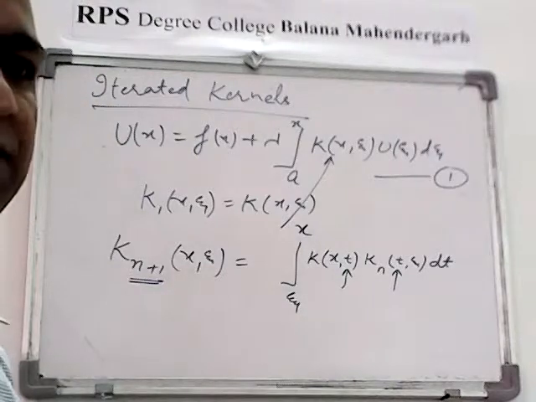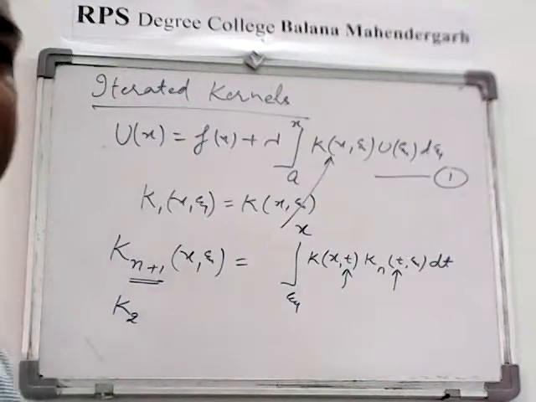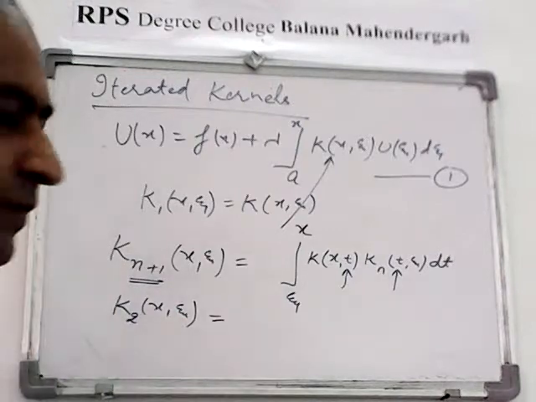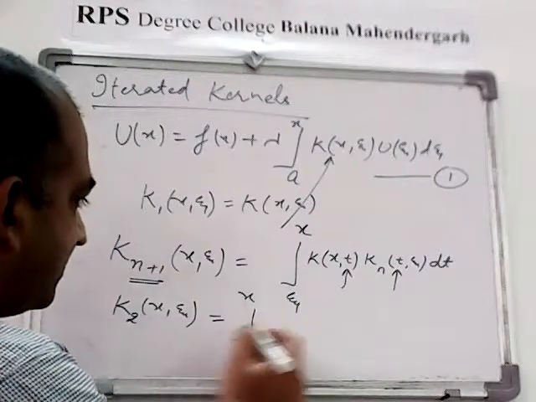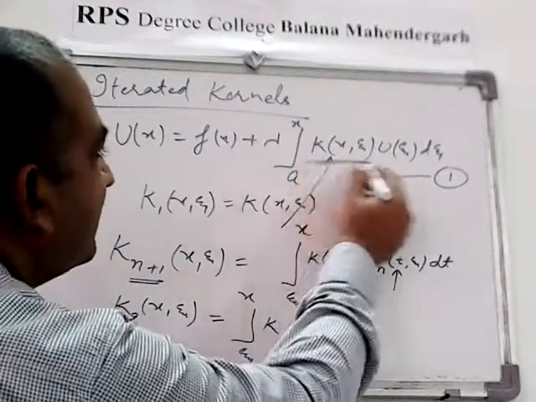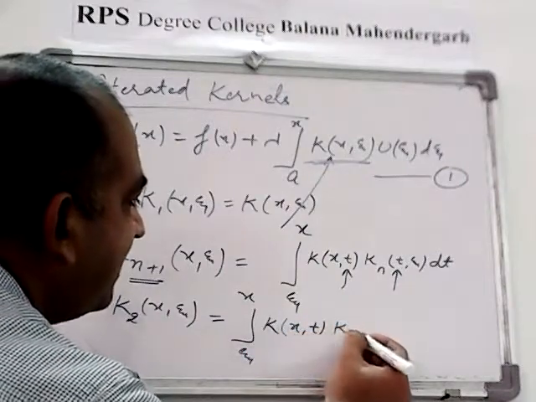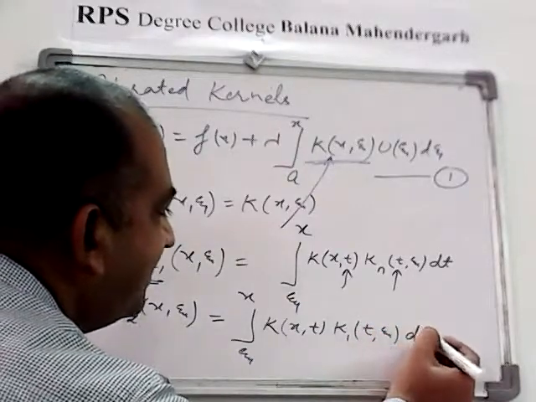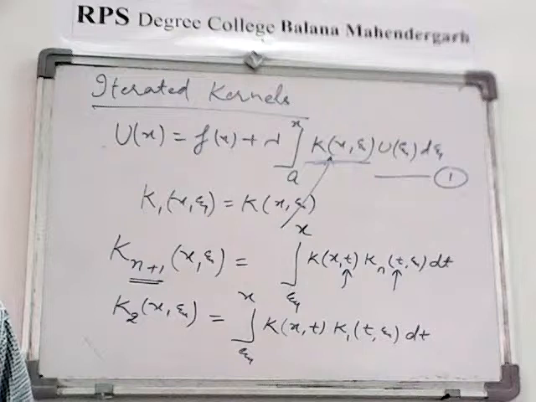For example, if we want to find out the second iterated kernel, that is K2(x, ξ), the formula will be equal to integration from ξ to x, then the kernel given to us at this position, K(x, t), then K1(t, ξ) dt. This is the formula to calculate the second iterated kernel, K2.